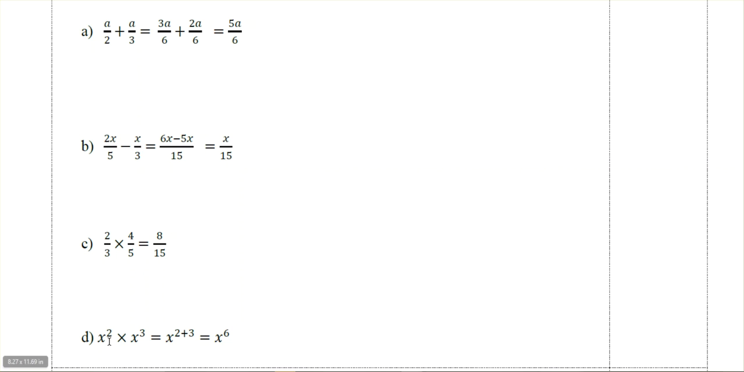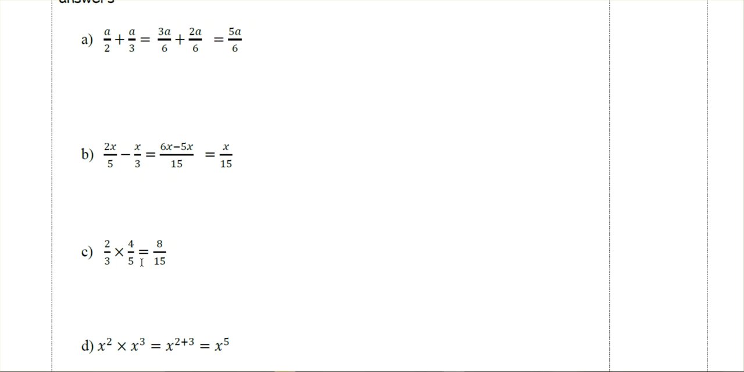And the last revision question, if we have x squared times x cubed, we add the indices. 2 plus 3 is 5, so that should say 5. And for part D, when we have x squared times x cubed, we add the indices. So we have 2 plus 3, which gives us x to the power of 5. So you need to be able to do all these four questions today for this work.